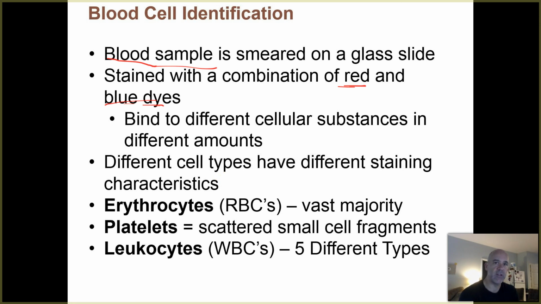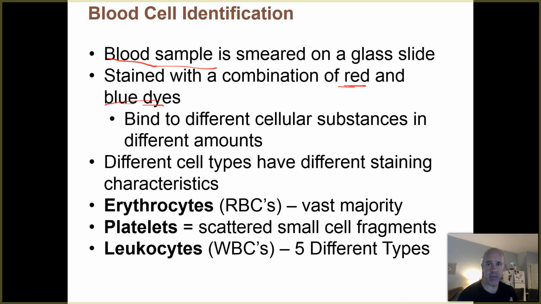Okay, and what those dyes do is they attach to different types of cellular substances with more or less strength depending on what those cellular substances are. For instance, DNA, which is a negatively charged large molecule, takes up the blue dye really well. So the nucleus of cells looks bluish purple on these types of stains. Proteins tend to like the pink dye. So parts of the cell where you have lots of proteins, like in the cytoplasm, will turn pink.